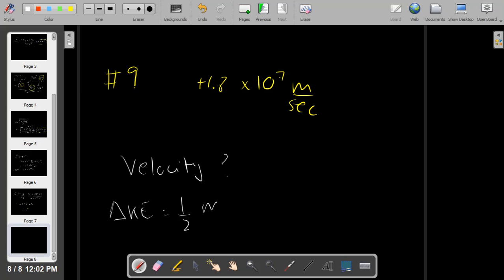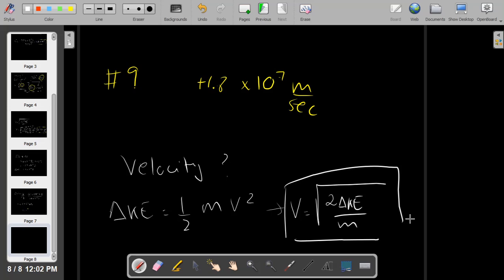Kinetic energy is 1/2 the mass of the moving particle times v squared. So rearrange these and you'll find your velocity. Velocity equals the square root of 2 times change in the kinetic energy divided by the mass. This is the formula that will allow us to calculate our velocity.